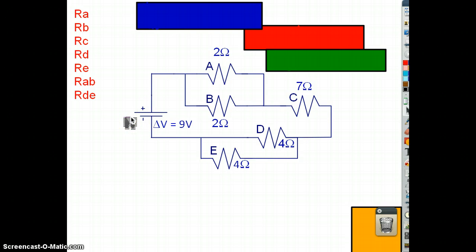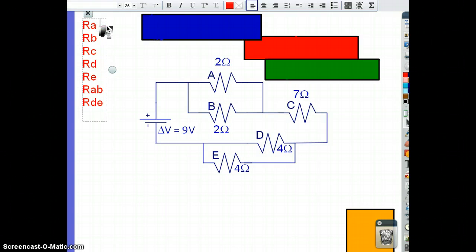First thing we're going to focus on is finding the equivalent resistance of this circuit. What we'll do first is write in the resistances of the individual resistors. So resistor A is 2 ohms. Again, I'm not going to put in my symbol because it's a pain. Resistor B is 2 ohms. Resistor C is 7 ohms. Resistor D would appear to be 4 ohms, as is resistor E, which is also 4 ohms.